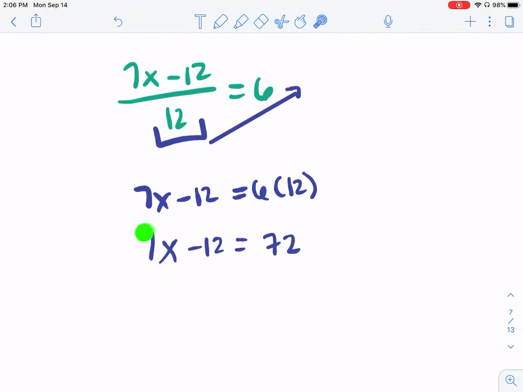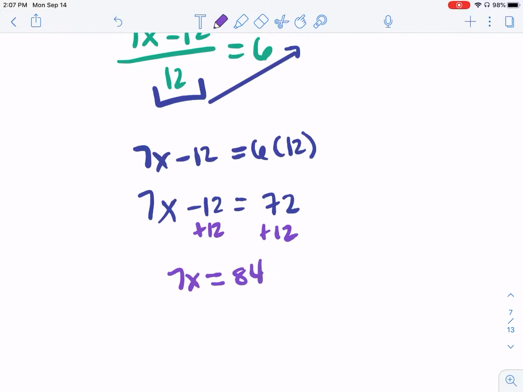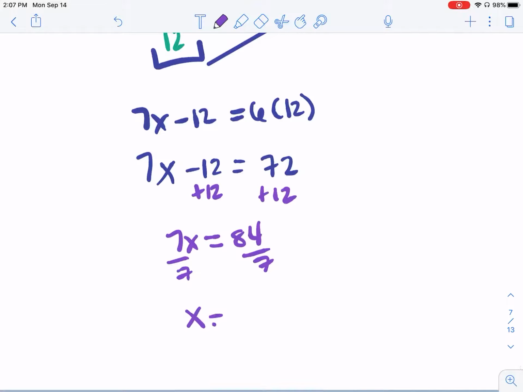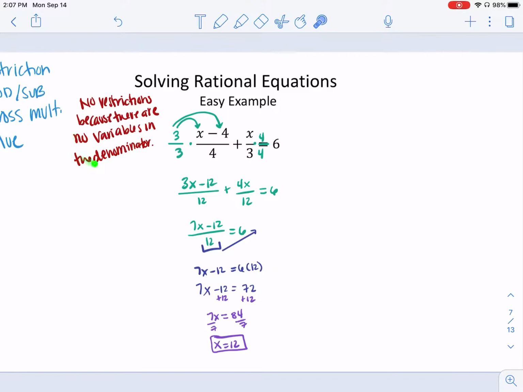Because this is just a linear equation, it's not squared, cubed, anything like that, we can use those skills of solving that we've been using for years, that's SADMEP. So I'm going to start with my addition and my subtraction. Now I'm ready to go into my division. And I'm done. My very last step would be to check my restrictions, but because I didn't have any, I know that I'm okay and we can go on.